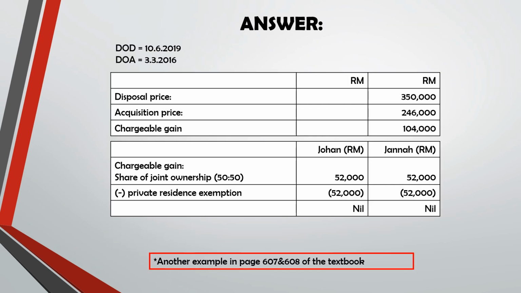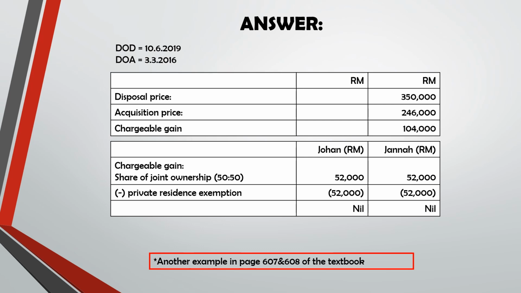So how to apply for this private resident assumption? Again, this will be as what you computed before. You have to state the date of disposal and the date of acquisition. Disposal price 350,000 minus acquisition price 246,000, you get chargeable gain 104,000. Since this property is jointly acquired by both Johan and Jannah, the chargeable gain will be the share of joint ownership. So 52,000 for Johan, 52,000 for Jannah.